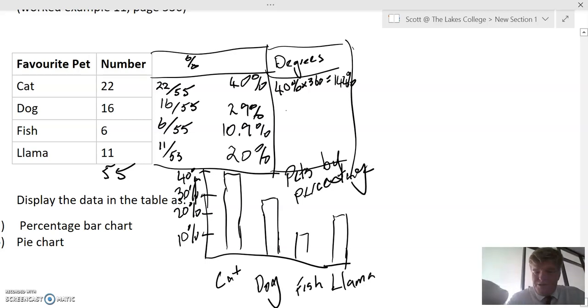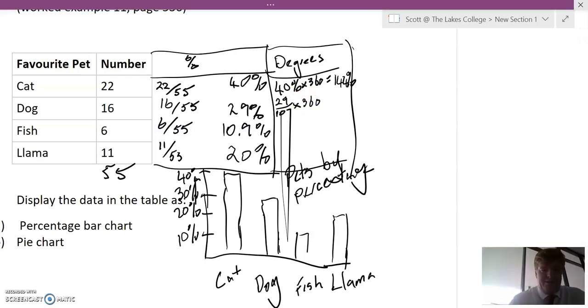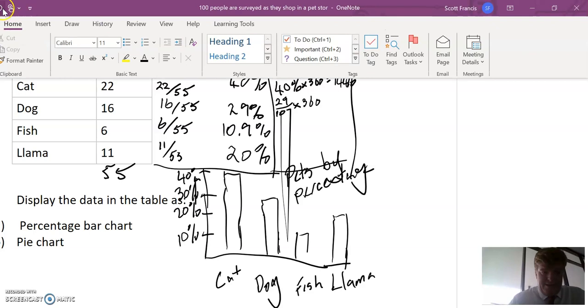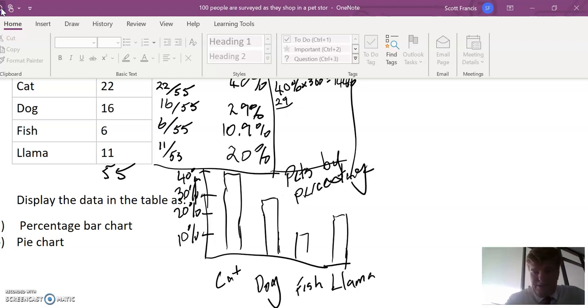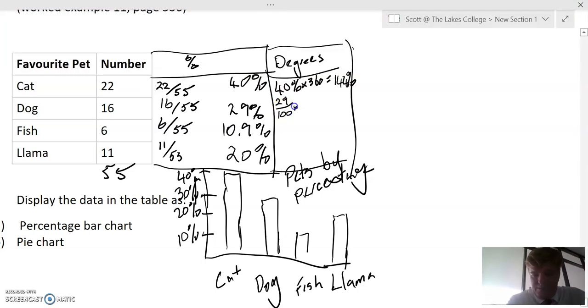The dog wedge, sounds like some sort of bad sandwich. The dog wedge is going to be 29%, 29 divided by 100 multiplied by 360. So I'll just tidy that up because it's not neat at any level, but it's going to get less neat with those little streaks there. 29 divided by 100 multiplied by 360 is 104.4 degrees.